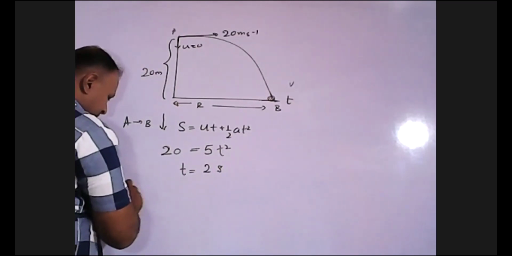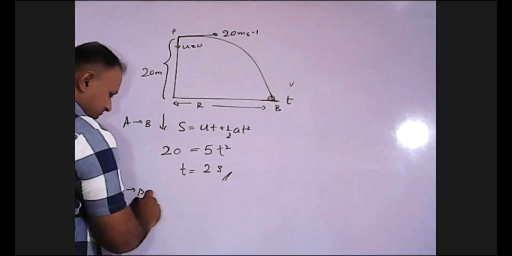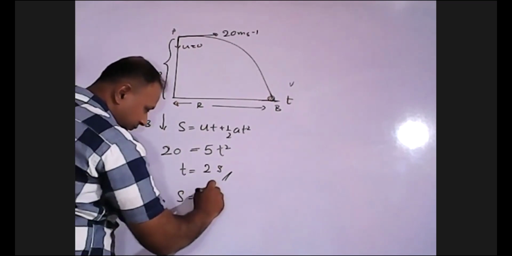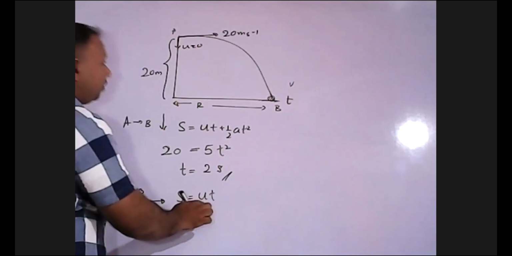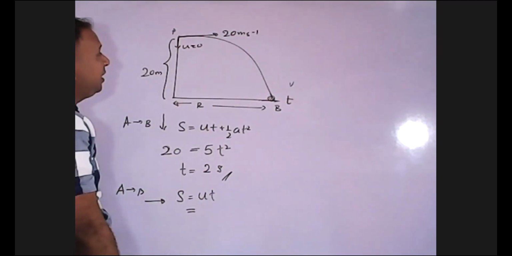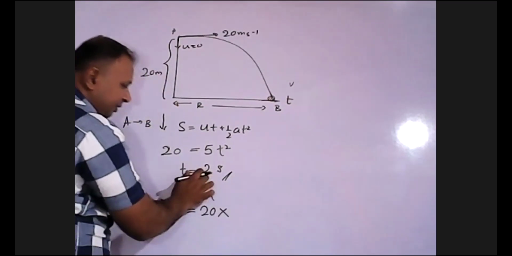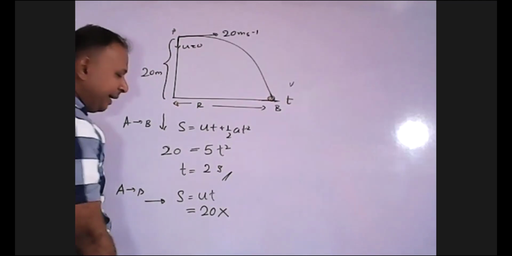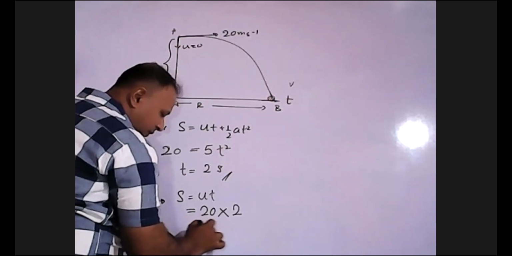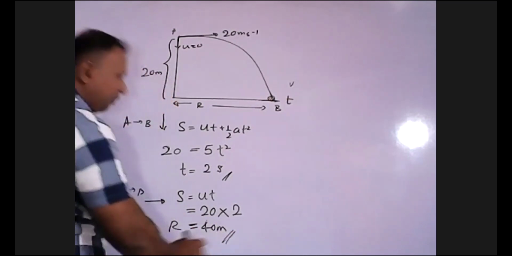This is the first answer. Then from A to B, S equals ut. The horizontal velocity is a constant, equal to 20 m/s, and the time taken is 2 seconds. So the answer is 40 meter. The range is 40 meter.